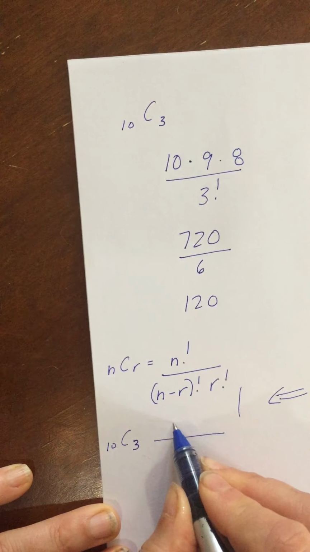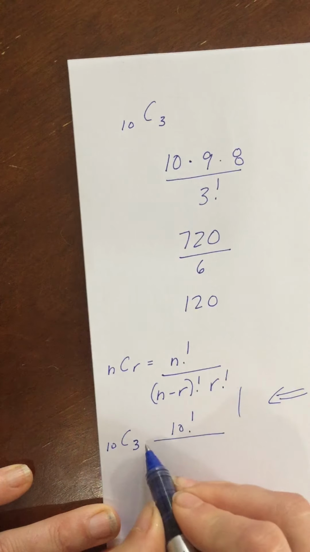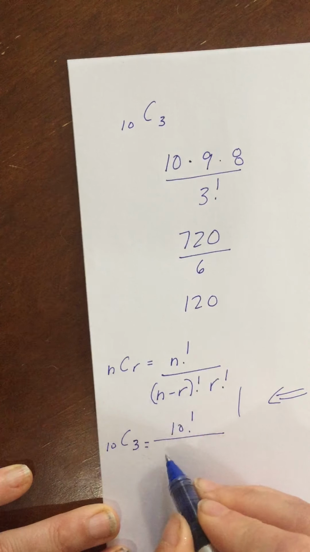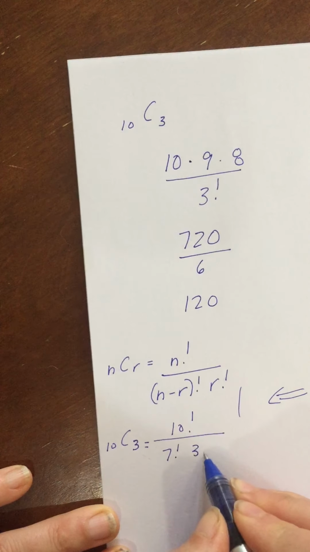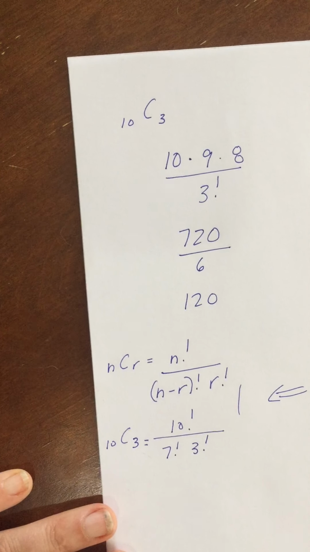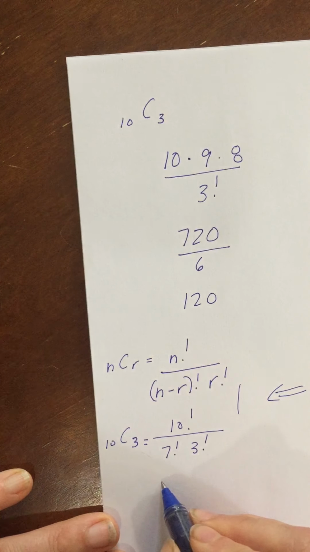Okay, so it's going to be 10 factorial over... Now, n minus r is going to be 7 factorial, and then I'm going to have this additional 3 factorial. Okay, so how's that going to work out? Let's work out the numbers.